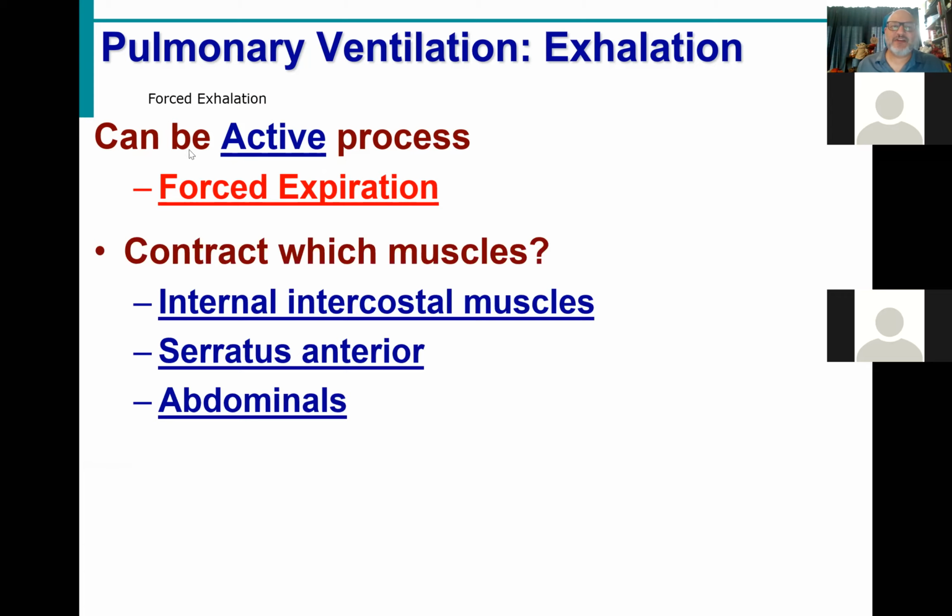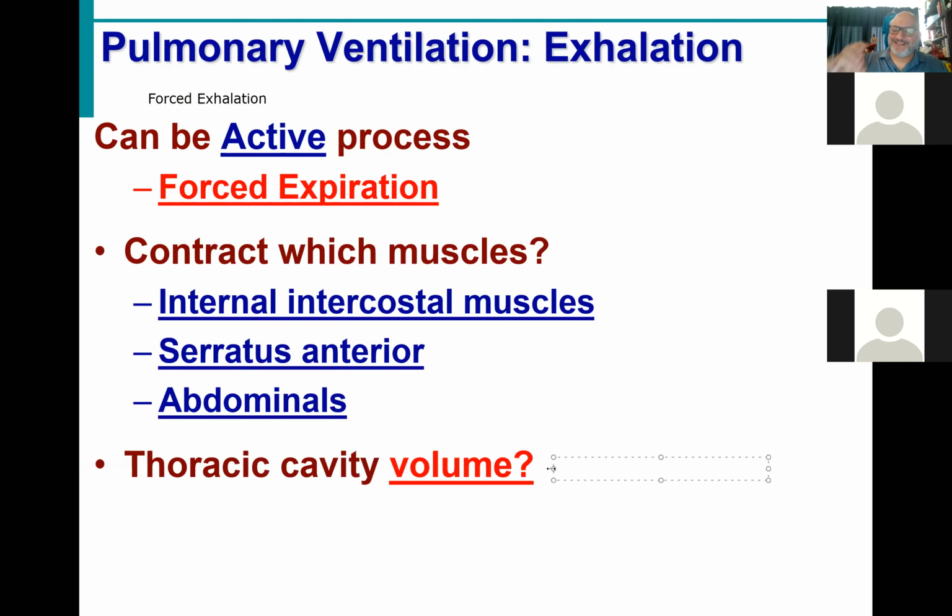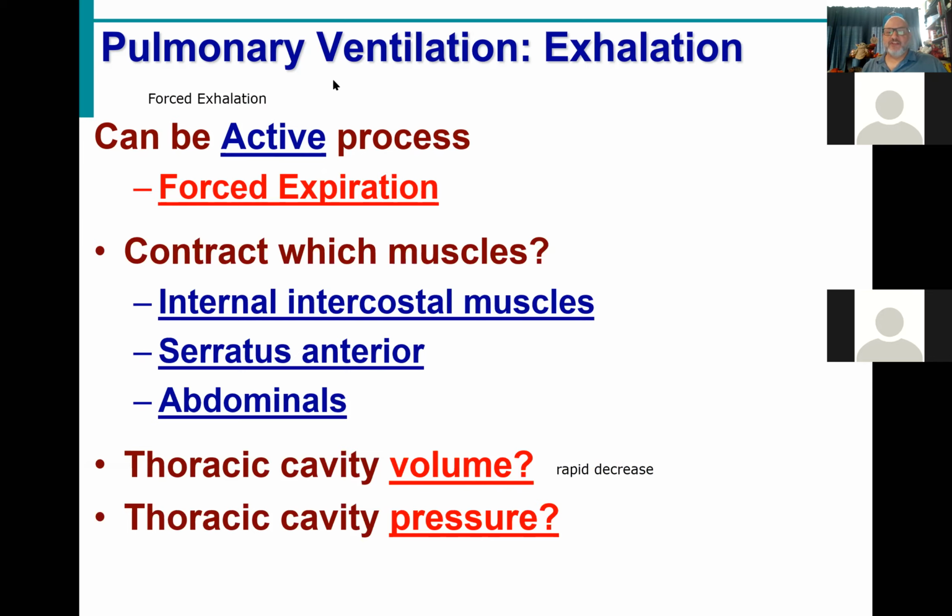And the real key to this is that it is a rapid decrease in volume. Because we are able to actively contract these, we get a very rapid decrease in volume that, of course, produces a very rapid increase in pressure. And of course, that leads to a very rapid, forceful ejection of the air.